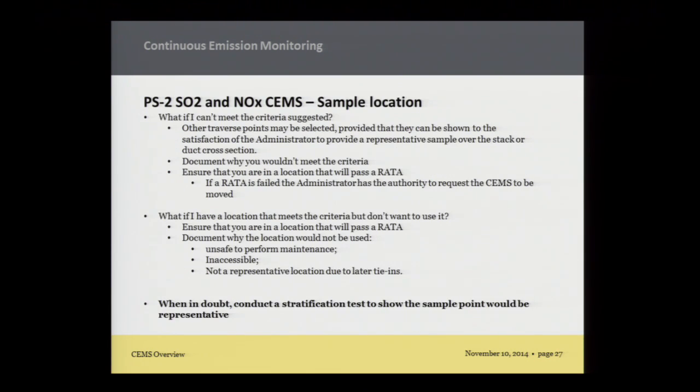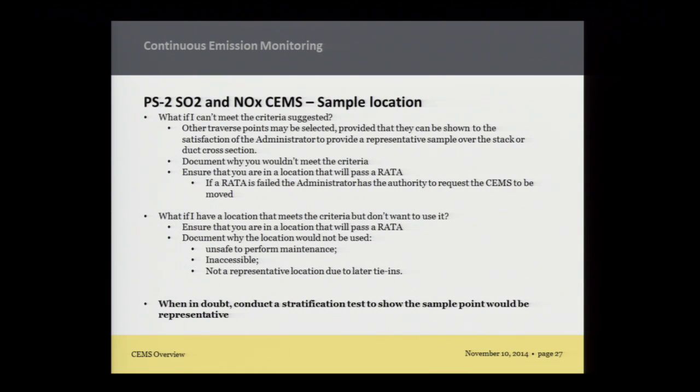So what if I can't meet the criteria suggested? Other traverse points may be selected, provided they can be shown to meet the satisfaction of the administrator to provide a representative sample. Document why you couldn't meet the criteria. I think that's important. If you can say, hey, I didn't meet it because of this, then you have a greater chance of winning that argument if they come in. And if you ensure that you're in a location that will pass the RATA, then your argument for documenting why you wouldn't meet the criteria is backed even more. Hey, we passed the RATA. Here's the reason we didn't meet the criteria. Now we're good to go, right?